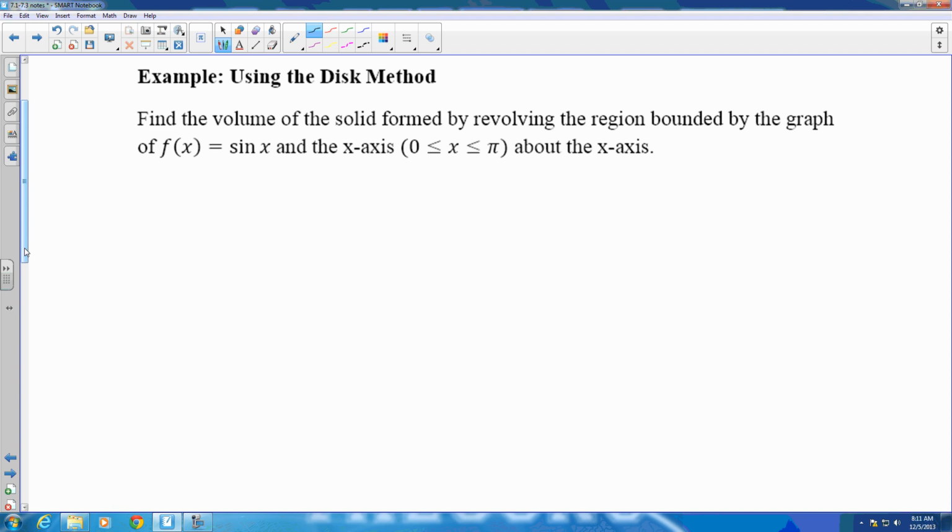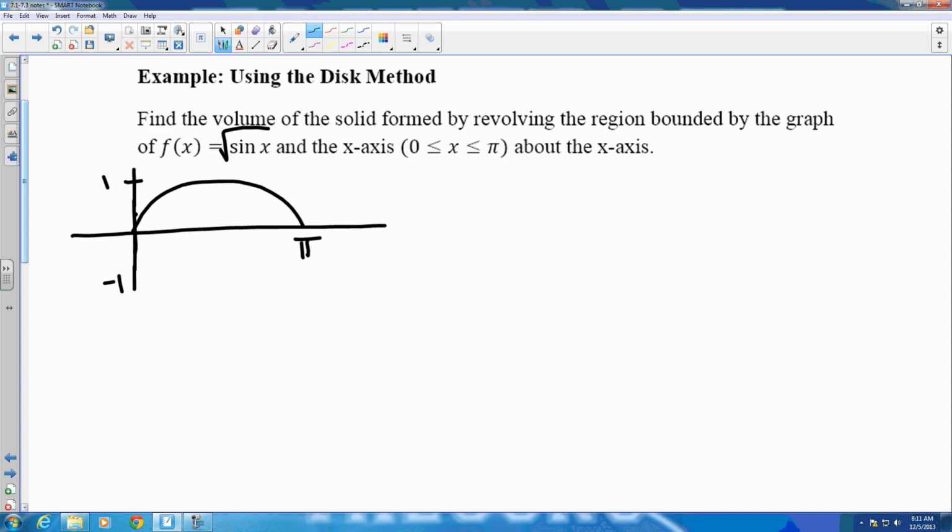Okay, so we're going to find the volume of a solid formed by revolving the region bounded by the graph of sine of x. We actually need to change that to the square root of the sine of x, and the x-axis from 0 to pi about the x-axis. So our function looks like this. From 0 to pi it goes up to a height of 1. So what is our r of x? What is the height of a rectangle?